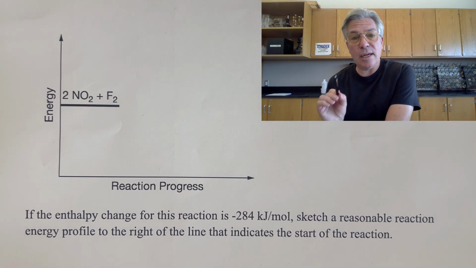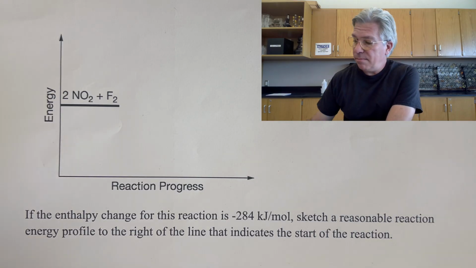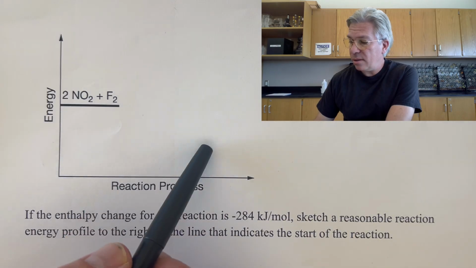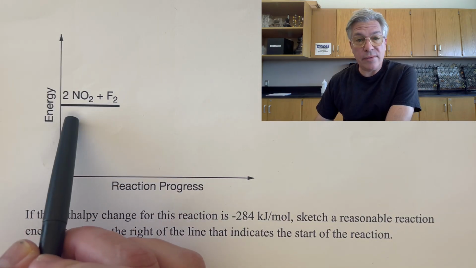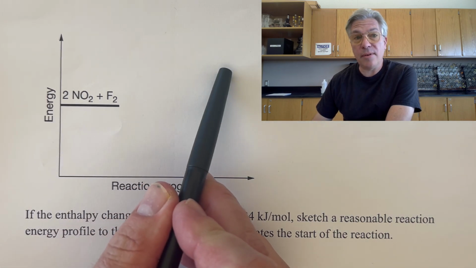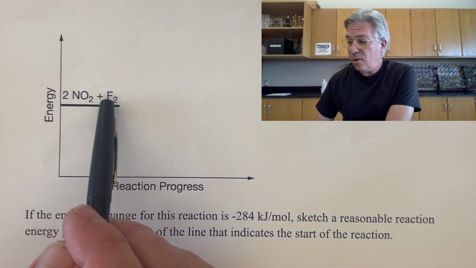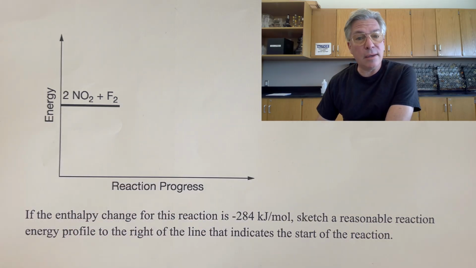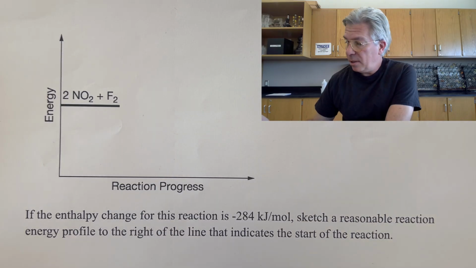So when you are asked to draw one of these, a couple of things. Make sure your final level is in the appropriate place relative to the initial level. So if it's endothermic, you're going to end up higher up. Exothermic, you're going to end up lower down. And then also make sure you give some kind of transition state energy, activation energy hump to go over.